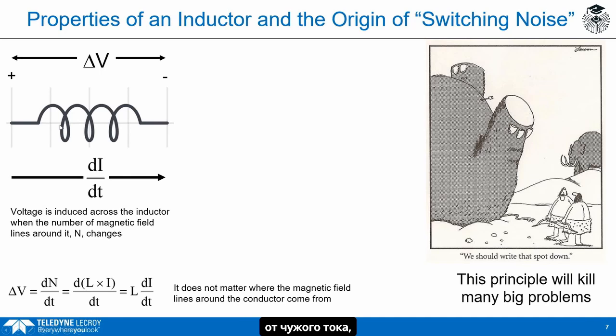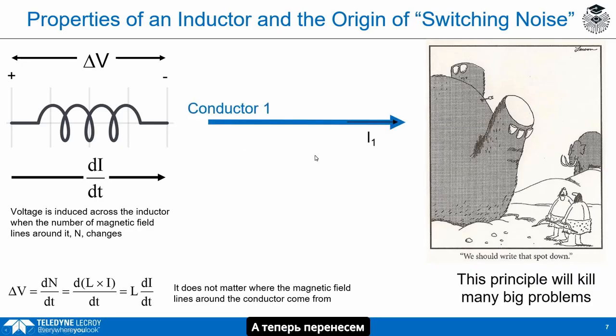It can come from somebody else's current that has rings of magnetic field lines also around that conductor, in which case we call those the mutual field lines. This is the fundamental definition of a circuit element and where that comes from. And now we translate that to an interconnect.